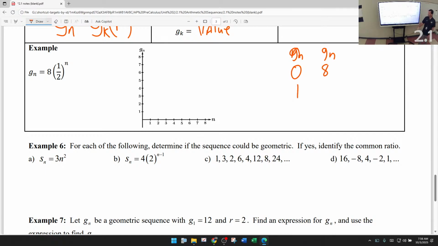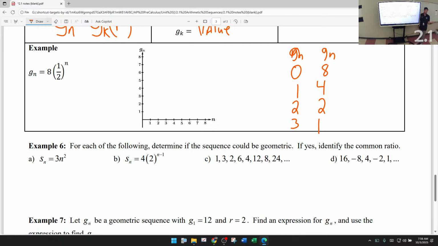1. 1/2 to the 1 is 1/2. 1/2 times 8 is 4. 2. 1/2 squared is 1/4. 1/4 times 8 is 2. 3. 1/2 cubed is 1/8. 1/8 times 8 is 1. You can see how basically we're getting divided by 2 or multiplied by 1/2, however you want to say it. So it's not a common difference, because this is 4, this is 2.